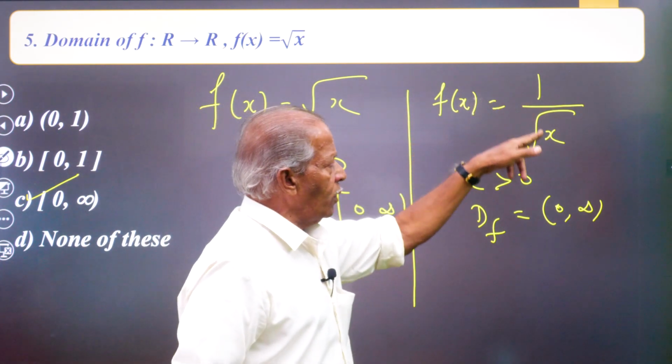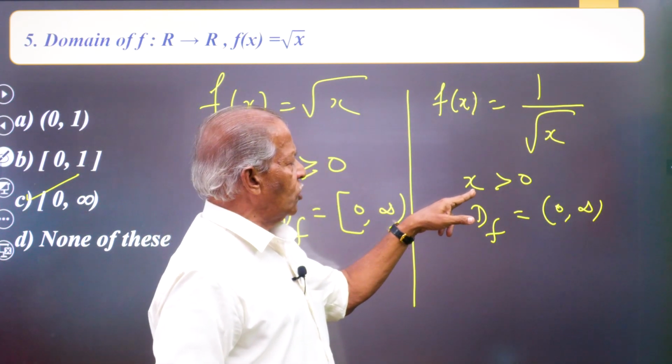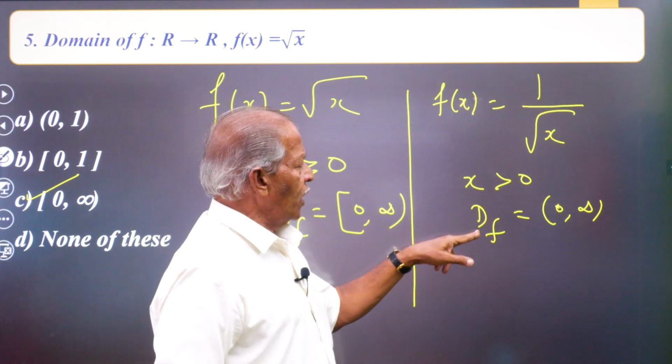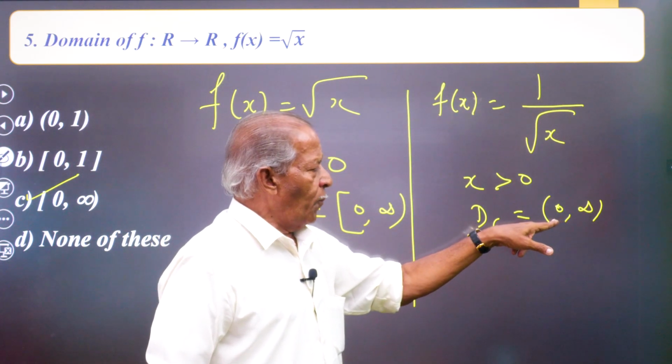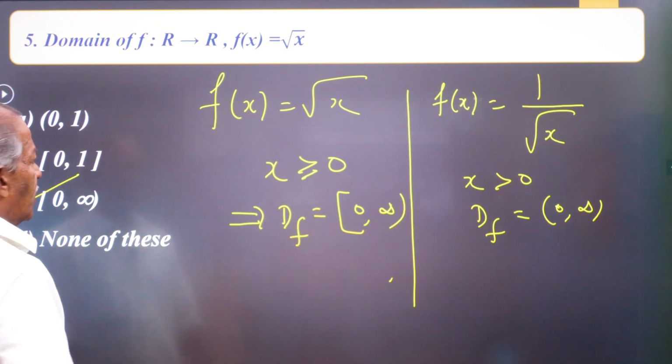Suppose the function is 1 by root x, denominator should not be 0. I am excluding 0. That's x greater than 0. Domain of the function equal to open interval 0 to infinity. That is a small difference, even though additionally I am giving the point.